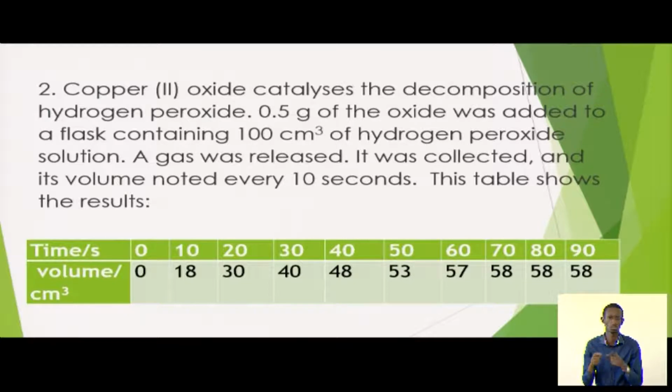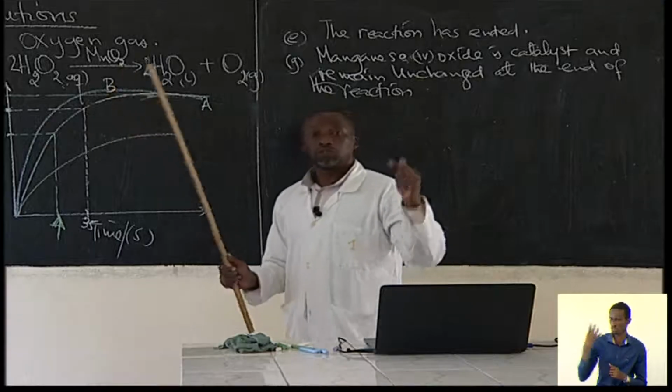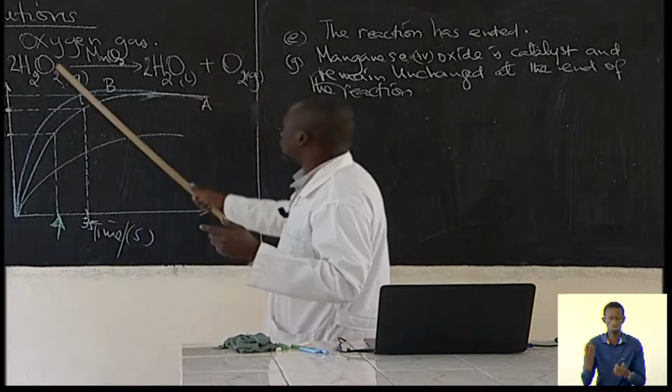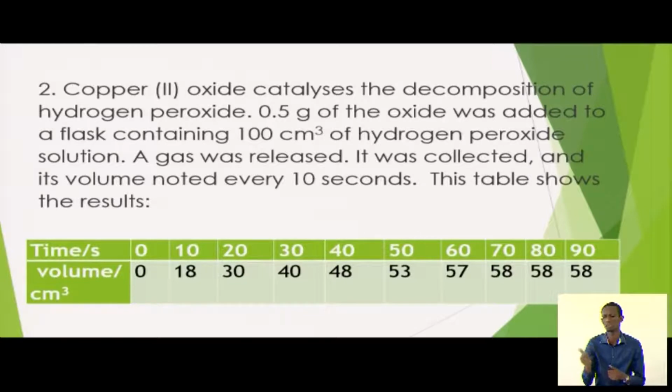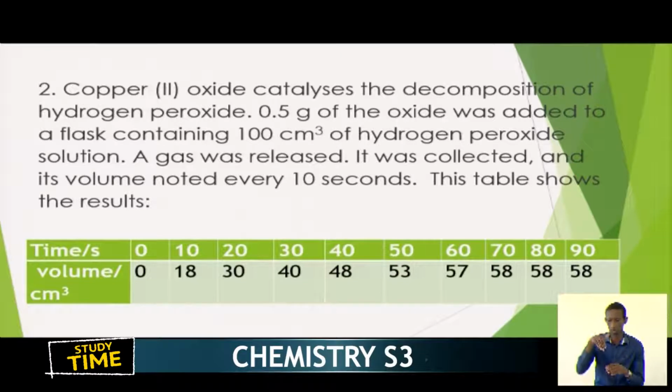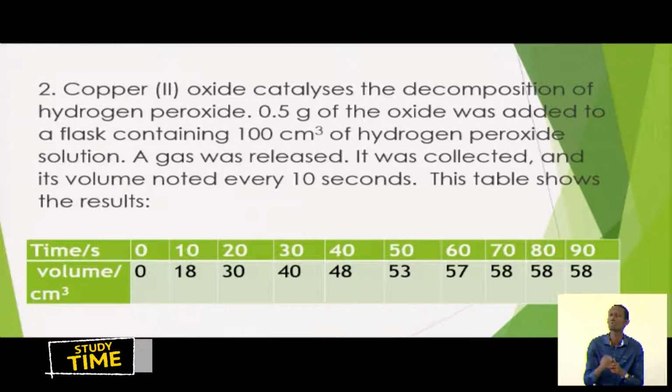Copper II oxide catalyzes the decomposition of hydrogen peroxide. So manganese IV oxide is not the only catalyst that can be used. So you should know that it is not only manganese IV oxide that can be used to catalyze the decomposition of hydrogen peroxide. There are some other catalysts, and copper II oxide is one of them. Along with answering the questions, maybe we'll be able to mention some other catalysts that are used.